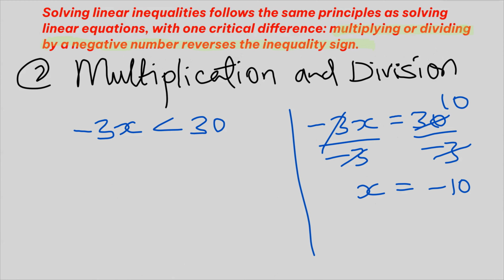This is for a linear equation. But for a linear inequality, the sign will not remain the same when you are dividing by a negative. So in this case, if the number is negative, we must flip the inequality sign.